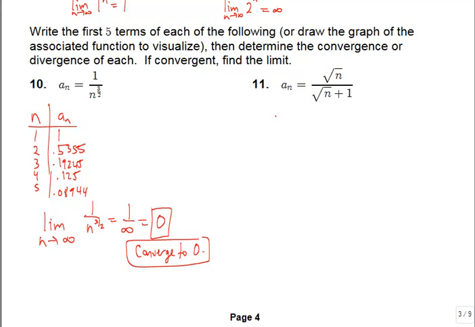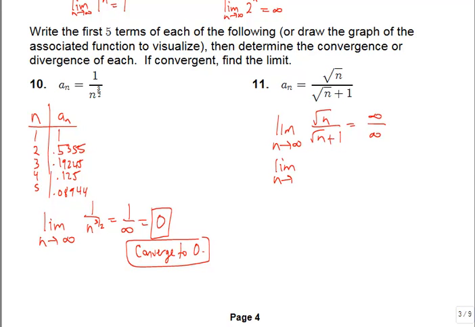So to see if it converges, we're going to take a look at the limit as n goes to infinity of the square root of n over the square root of n plus 1. Initially, when we plug in infinity, the square root of infinity stays infinite, and the square root of infinity plus 1 will be infinite. So this is one of those indeterminate forms, but we can apply L'Hopital's rule here.